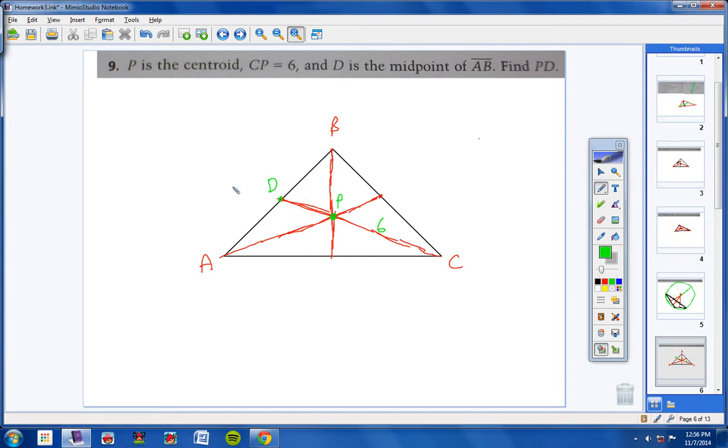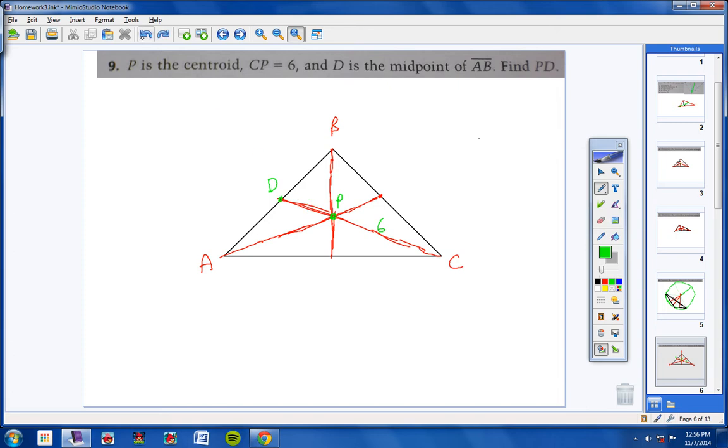Well, guys, we learned that whenever you find the centroid of your medians, each length is divided up into 2/3 and a third. In other words, this segment here is twice as big as this segment here. Okay, so if this segment here is 6, then this segment here is 3. So the answer is 3.